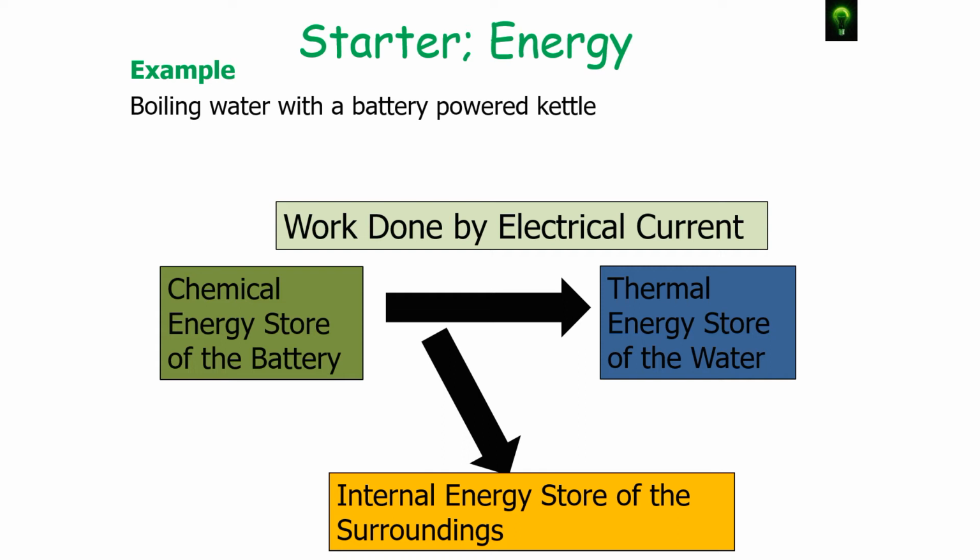Now it's by electricity because we're in a circuit now. So work is done by an electrical current, and this heats up the water. So it goes to the thermal energy store of the water. But because it's an open system, some of the energy will dissipate into the internal energy store of the surroundings.